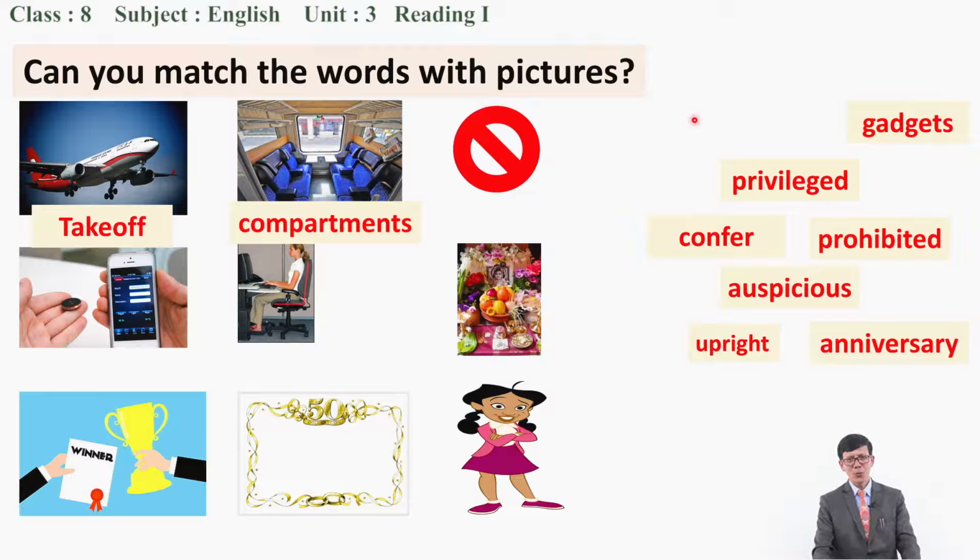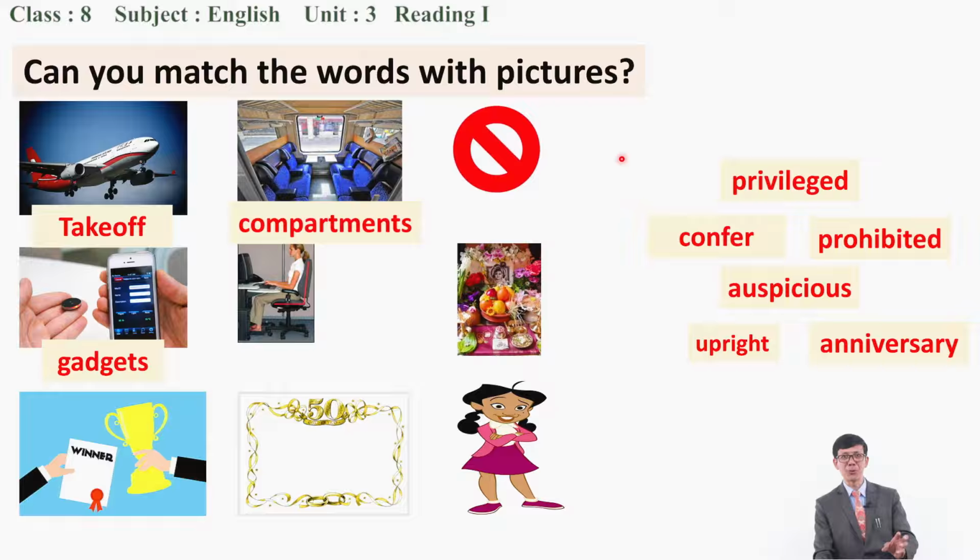Right, what about the next? Can you please guess the next word? What is that? Gadget. You do have gadgets at home. That's gadgets: mobile, computer, laptop. We have so many gadgets at our home, right?